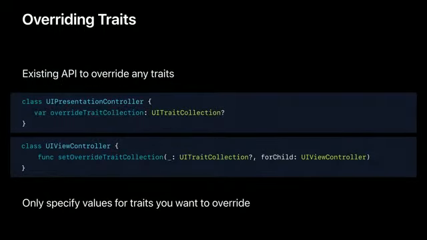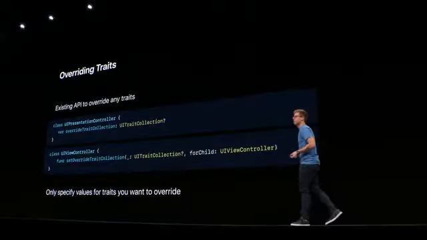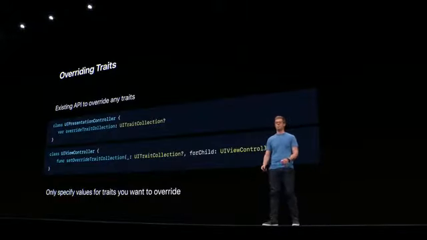There's also some existing API that you can use to override traits. This will let you override any trait on a view controller or presentation controller. And the key thing to remember when you use this is that the override trait collection that you set should only contain values for the specific traits you care about overriding. Leave all of the other traits unspecified. Just don't touch them, so that UIKit will automatically fill in the normal inherited values for those traits. That's pretty much all you need to know to successfully use trait collections in iOS 13.